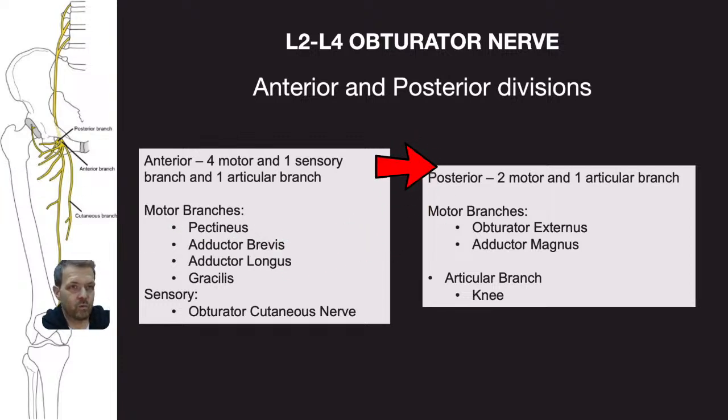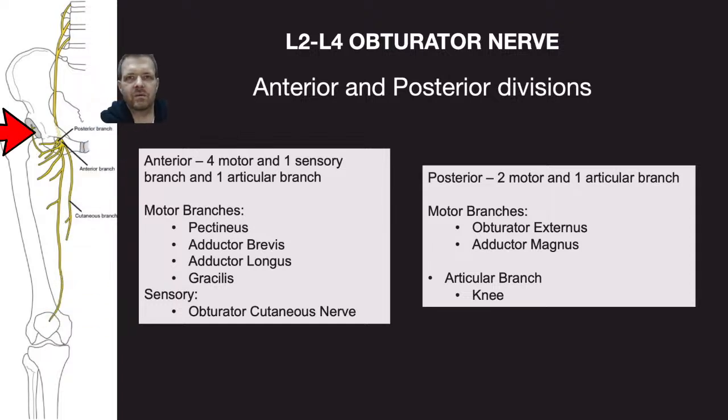And then we've got this other split in the obturator nerve. So we've got a posterior division. This has got two motor branches and one articular branch. So one goes into a joint and two motor. So this one here, the articular branch goes to the hip.